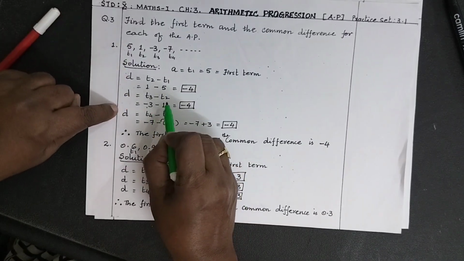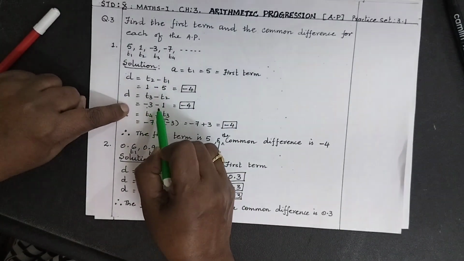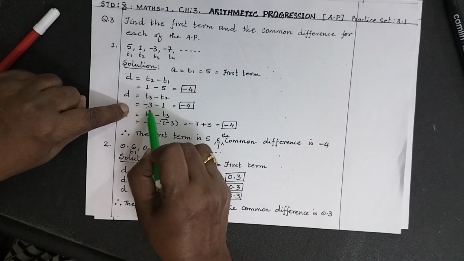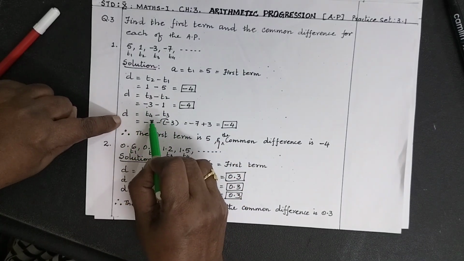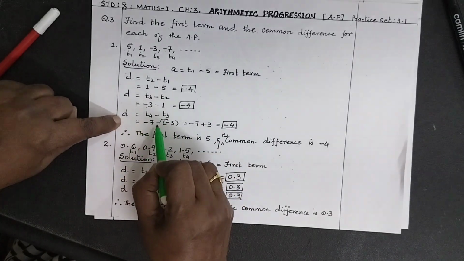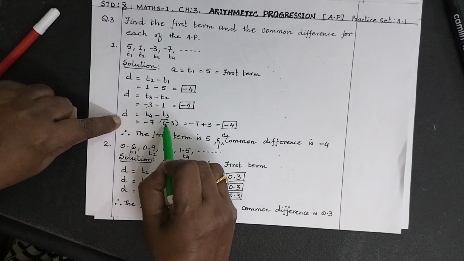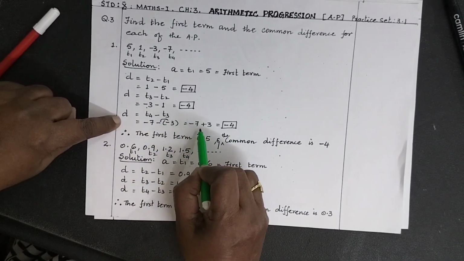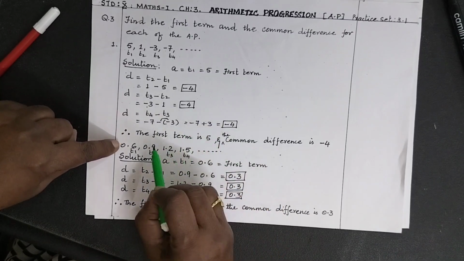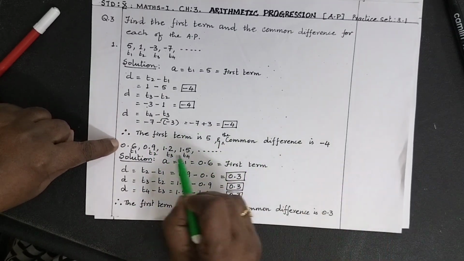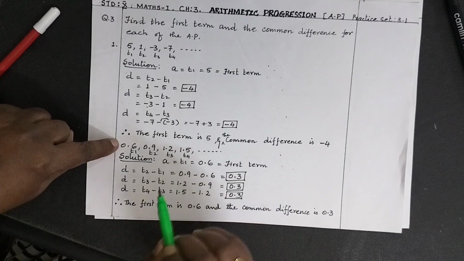Similarly T3 minus T2 is what? Minus 3 minus 1. Again the signs are same. So it is minus 4. Next is T4 minus T3, minus 7 minus of minus 3. So minus of minus is plus. Minus 7 plus 3 is equal to what? Minus 4. Therefore the common difference is what? Minus 4. The first term is 5.